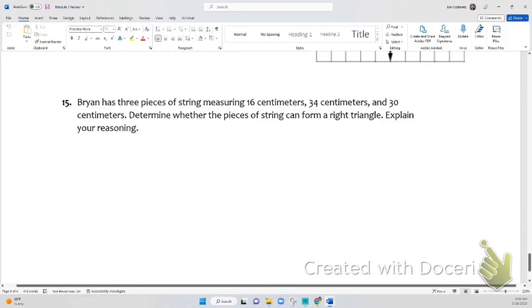For number 15, it says Brian has 3 pieces of string that measure 16, 34, and 30 centimeters. Determine whether the pieces of string can form a right triangle. Explain your reasoning. So remember, they give us the 3 sides. The longest side is always your C. So this is going to be my C. I'm going to call this one A. I'm going to call this one B.